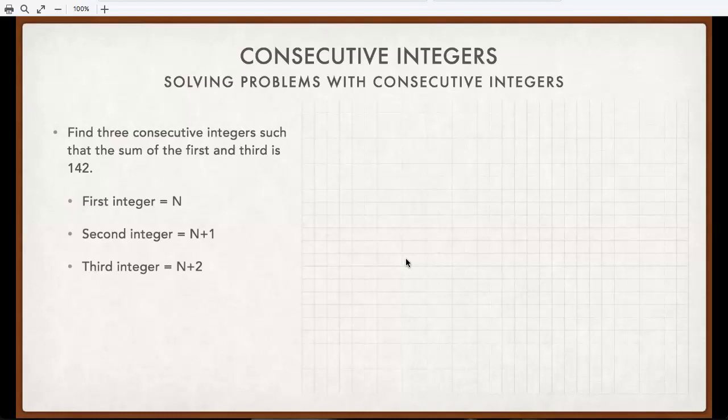Then we can use this to set up our equation to solve. So since we're adding the sum of the first and the third, we have n plus (n plus 2) is 142. Now notice here that I've put the n plus 2 for the third integer in parentheses. That's not necessary here because we're only dealing with addition, but it will be important for more complicated problems. Then we can solve by combining like terms. 2n plus 2 is 142.